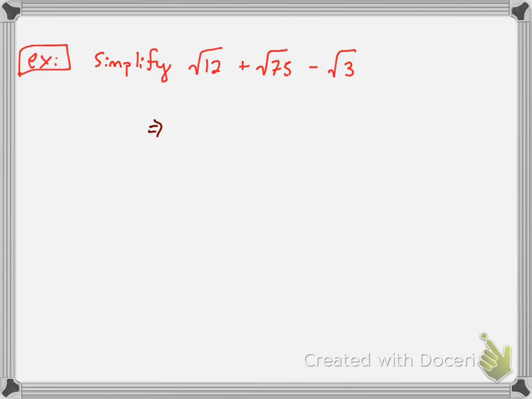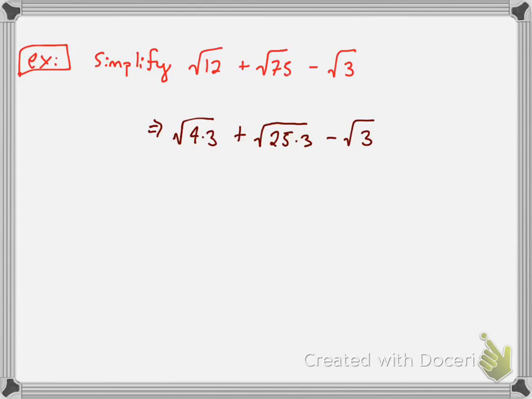Breaking this down, looking at the square root of 12, I could pull a 4 out as a perfect square, so I'm going to rewrite that as the square root of 4 times 3. Next, with 75, 25 is a perfect square. I can pull that out. The square root of 75 can be written as the square root of 25 times 3. Finally, the square root of 3 can't be simplified, so I'm just going to bring that down into my new equation.